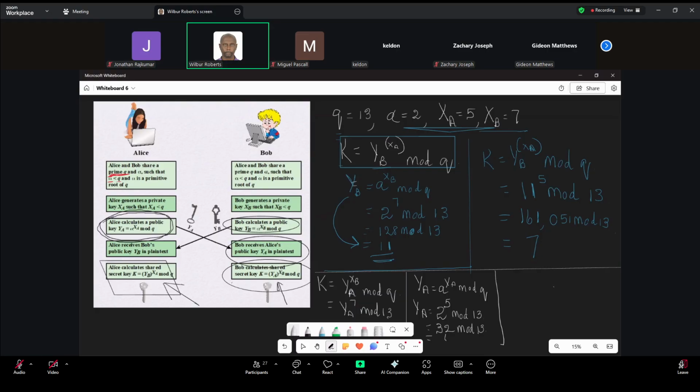Am I correct there, people? Right? We get 6. So we know that YA is equal to 6. Right? So now we can calculate the key from across here. We get YA, so I'll write it again.